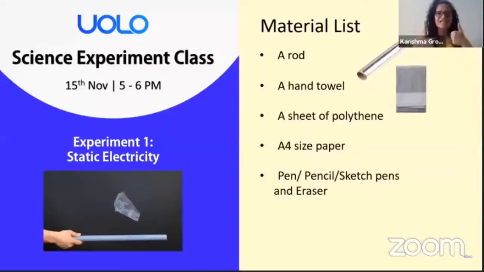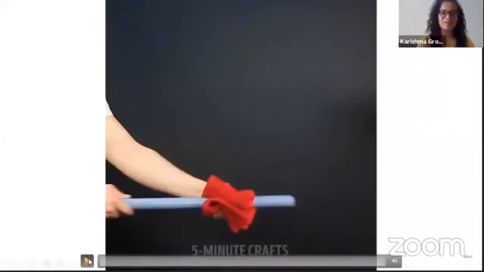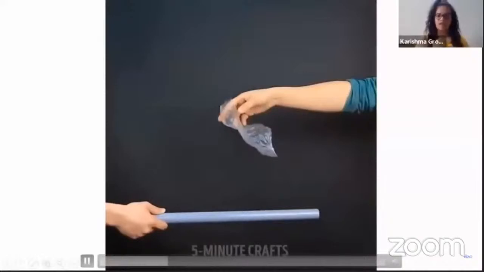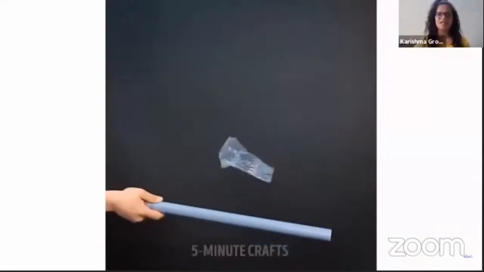Is everyone ready with their material list? Okay, so before we perform the activity, I want to show it to you all. We are going to watch the activity once and then perform it. So everyone pay attention with me. Let's start the activity. You're going to rub your rod with a nice cloth and just leave a polythene on it. Can you see? It's floating, it's not sticking. It's magic. Okay, so let's try it together.